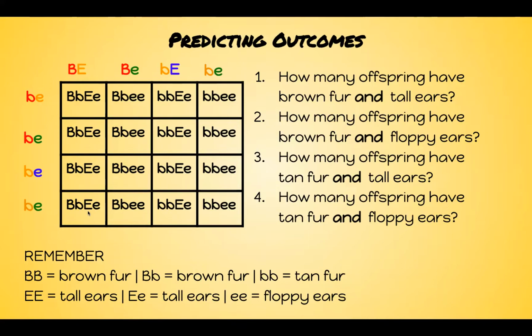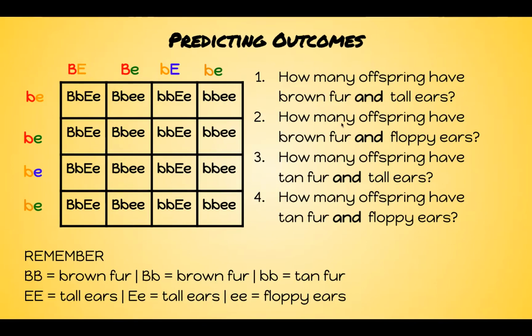All right, let's see if I have any other ones. So there's 4 so far. In this column, I have brown fur because I see a capital B and a lowercase b, but it does not have tall ears because it has 2 lowercase e's. So I cannot count that column. This one has tan fur, so I can't count that column because I'm looking only for brown fur. Then the next one has tan fur again, so I'm not even going to look because I'm looking for brown fur and tall ears. So the answer to the first question is 4. These ones are the only bunnies that have brown fur and tall ears.